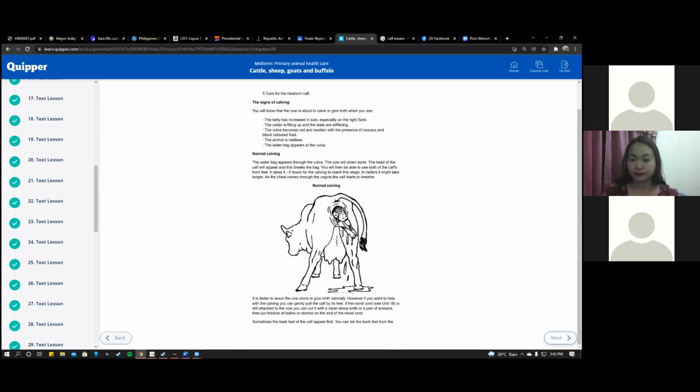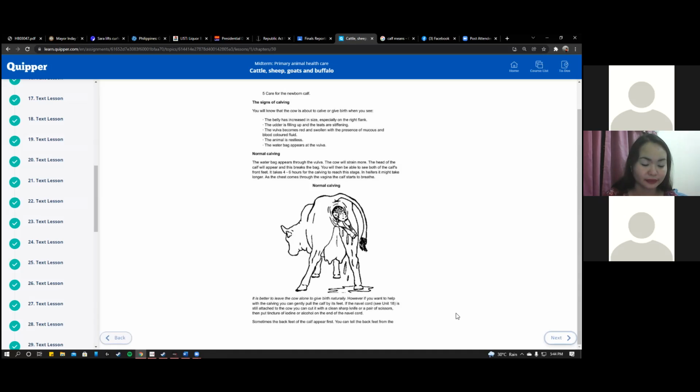So muna siya ang sample picture sa normal calving. Makita mo dere duha ka tail nag-una then ang ulo rin. So it is better to leave the cow alone to give birth naturally. However, if you want to help with the calving, you can gently pull the calf by its feet. If the navel cord is still attached to the cow, you can cut it with a clean sharp knife or a pair of scissors. Then put tincture of iodine or alcohol on the end of the navel cord.